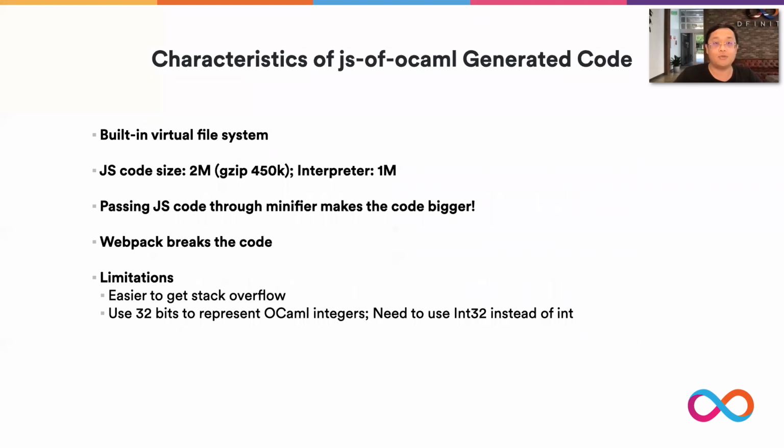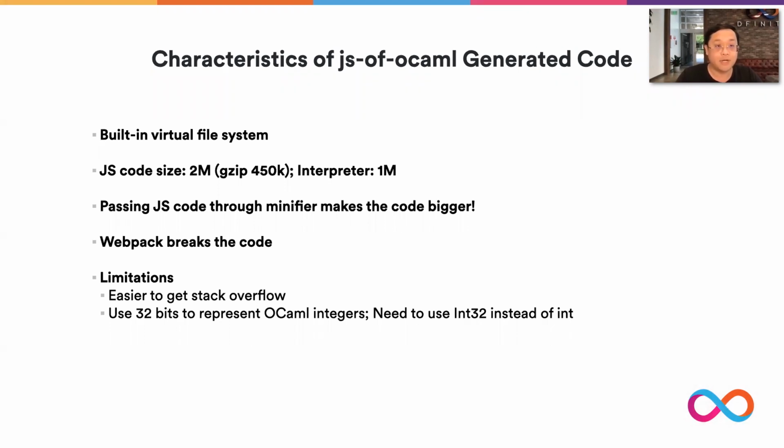So once we choose this, let's see some characteristics of the generated js-of-ocaml code. First, one nice thing js-of-ocaml provides is a built-in virtual file system. So even if you have file IO in the compiler, you don't need to change anything in the compiler source code. All we need to do is for the JavaScript to talk directly to this virtual file system, storing and retrieving files there.